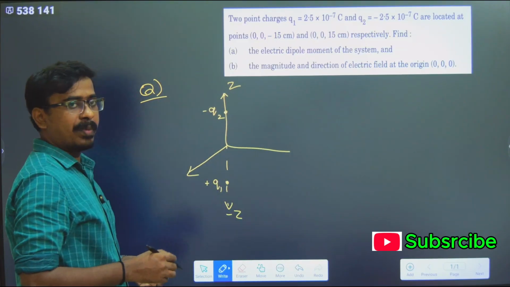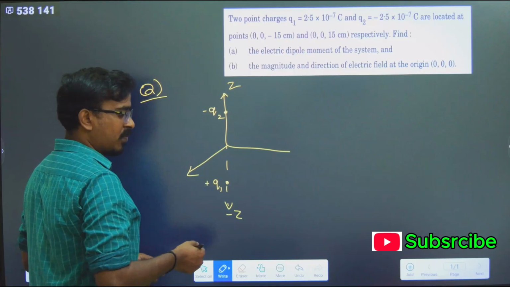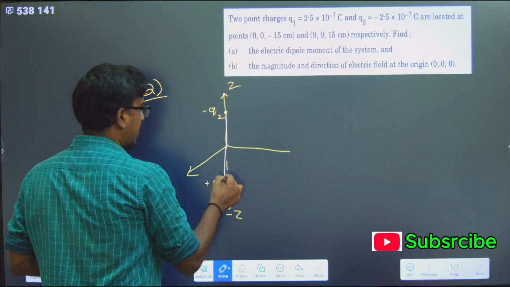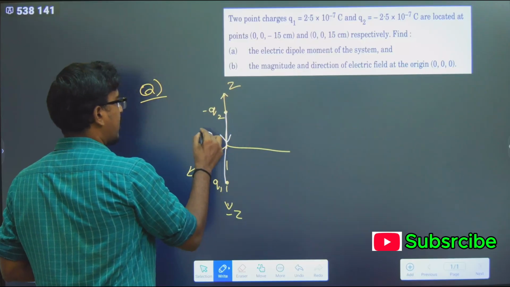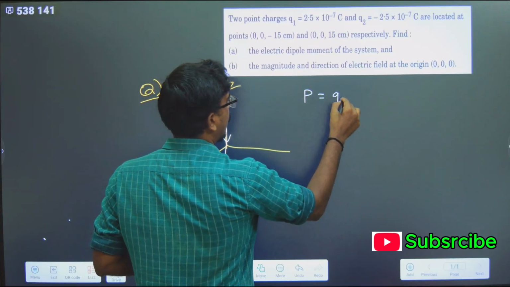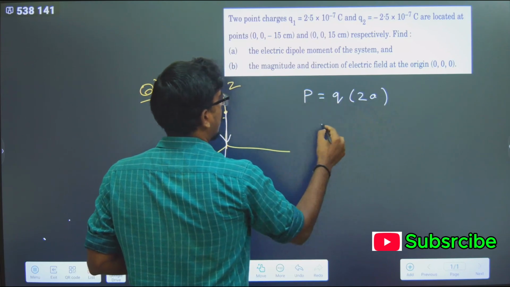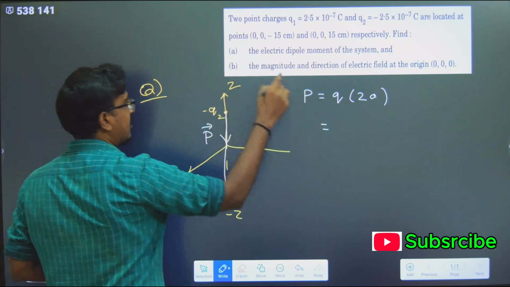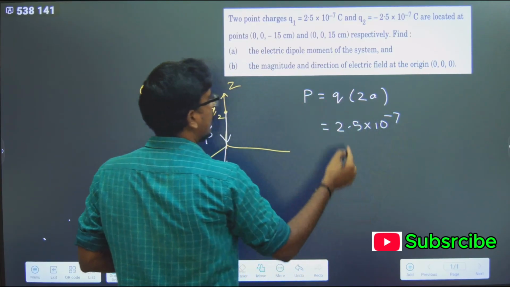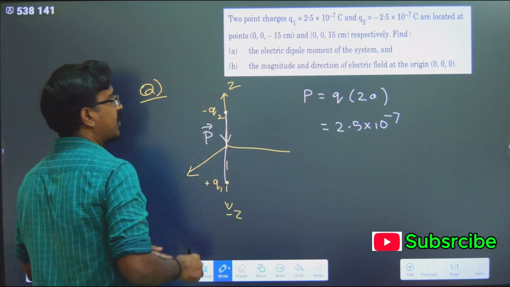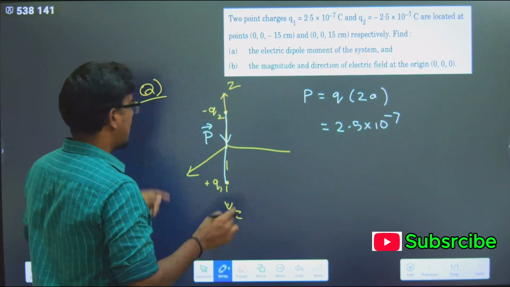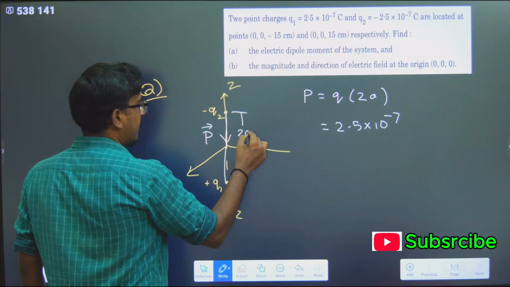They're asking dipole moment. So dipole moment direction is always from minus q to plus q. Minus q to plus q means what direction? Above to below. This is going to be the dipole moment. So what is the formula? P is equal to q into 2a, correct? First, the magnitude of charge is same, which is going to be 2.5 into 10 power minus 7, right? But what about the distance between them? That is generally called 2a. 2a means always the distance between them.